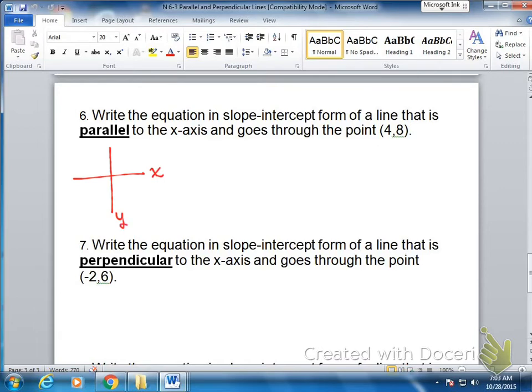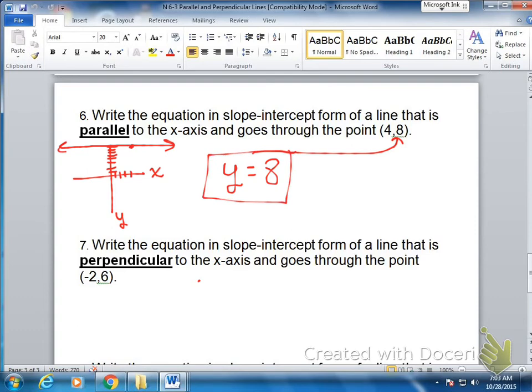There's my x, there's my y. I know I'm going to have to go through the point (4, 8). 1, 2, 3, 4. 1, 2, 3, 4, 5, 6, 7, 8. So I'm just going to plot that point. And if I need to be parallel to the x-axis, that means my line's going to look like this. Now you should remember, if you have a horizontal line, you should go straight to y equals, okay? Because y equals is your horizontal line. And it's going to equal the only y value we have, which is 8. So your equation for that line is y equals 8.